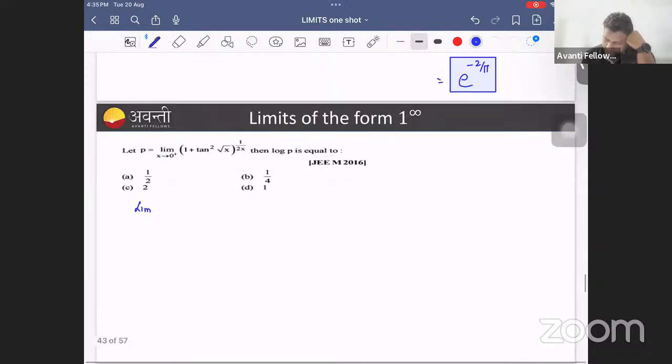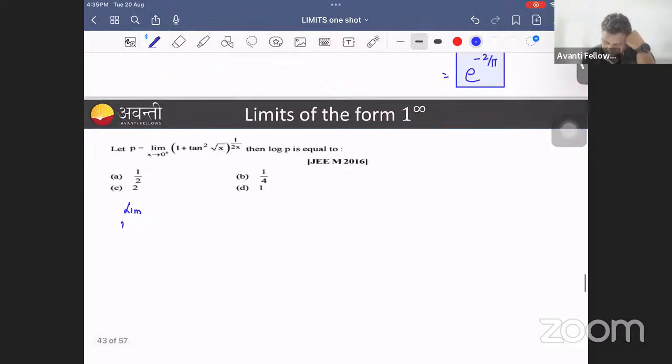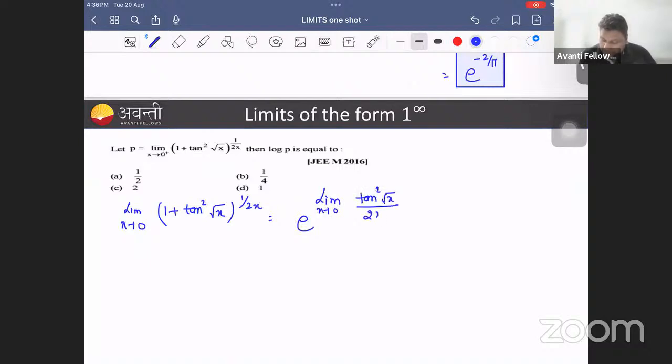Limit x approaches to 0, (1 plus 10 square root x) raised to the power 1 by 2x. Now, as x approaches to 0, 10x will also go to 0. This is 1 to the power infinite. So, answer will be e to the power limit x approaches to 0, f(x) minus 1, which will be 10 square root x upon 2x.